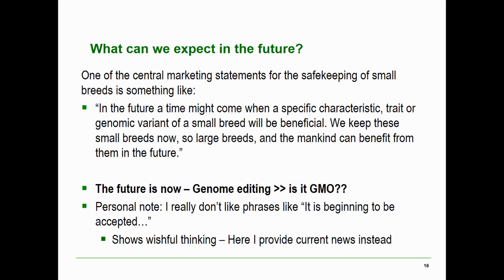Now I could tell that nowadays genome editing is beginning to be accepted, but personally I don't like this phrase at all. My personal opinion is that anyone who starts a sentence with "it's beginning to be accepted" or "it's starting to improve" or any similar phrases just shows wishful thinking. Personally, I think you either can show that it is accepted and you just say then it is accepted, or you cannot show it and then you do not give a message of false hope.